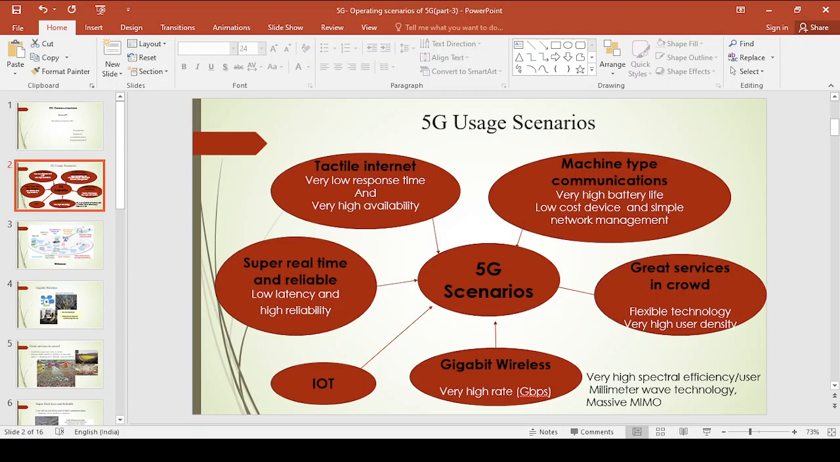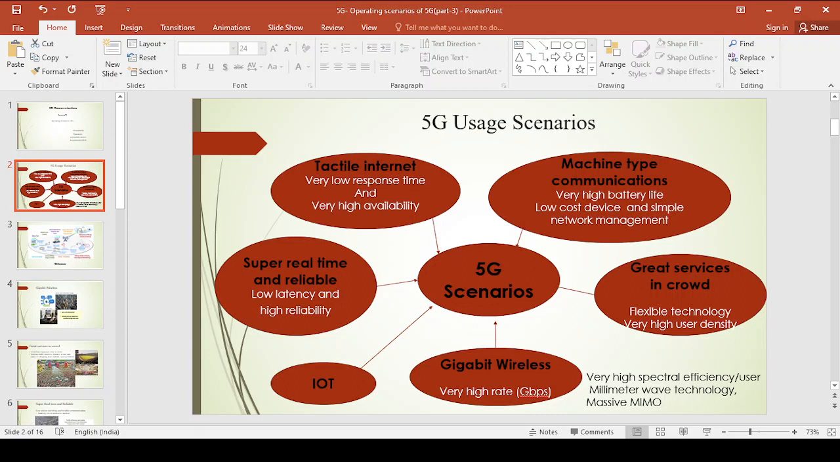Now coming to the next usage scenario, we have gigabit wireless, right? The name itself indicates gigabit. Gigabit is nothing but very high data rate, right? Now it is followed where we require a high amount of data rate. This gigabit wireless scenario is followed where we require a high amount of data rate. Now this was used in the millimeter wave technology, which was a newly coming technology, and massive MIMO. These are the places where we are using the gigabit wireless. That means where we require a high amount of data rate.